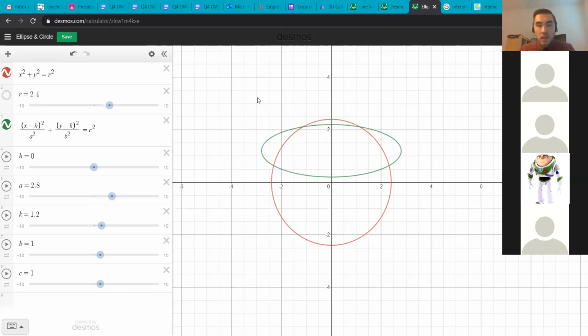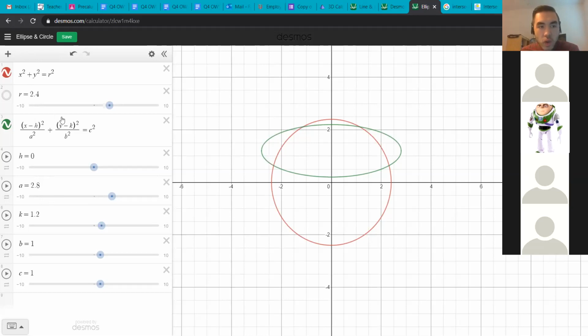Anyway, y'all see the circle and the ellipse, right? Circle's red, ellipse is green. Okay. So here we have a bunch of different possibilities. You'll notice that this circle is locked at the origin. It doesn't have an h and a k to recenter it. It only has a radius.